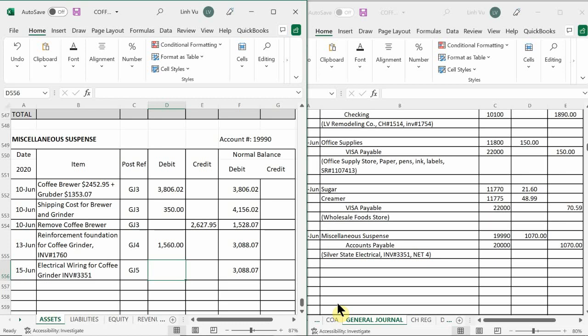So, how much am I going to increase my miscellaneous expense account for? $10.70. So in this case, my grand total account balance in my miscellaneous expense account is $4,158.07. Okay, so that's the coffee grinder plus the foundation plus the electrical wiring. Okay, so that's what my coffee grinder is currently outstanding for.